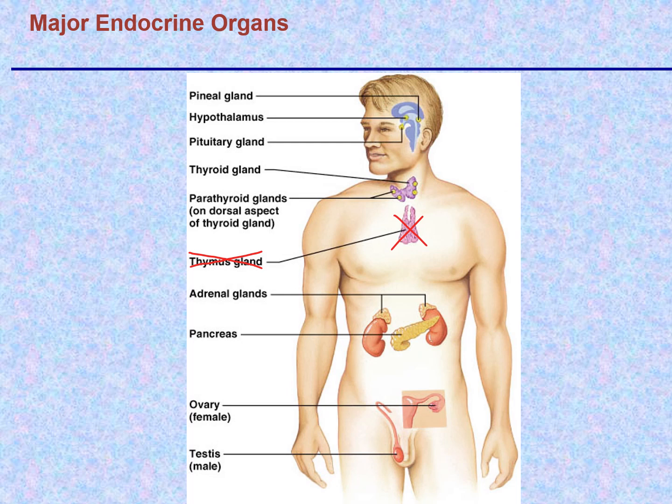The pineal gland, which is located in here, it's actually part of the diencephalon. And the hypothalamus, the pituitary gland, the thyroid, parathyroid, adrenal glands on top of the kidneys, pancreas, which is mixed, endocrine and exocrine, and then the ovaries and the testes in the male, the gonads, in other words, female and male, which release eggs or sperm, but also produce hormones.